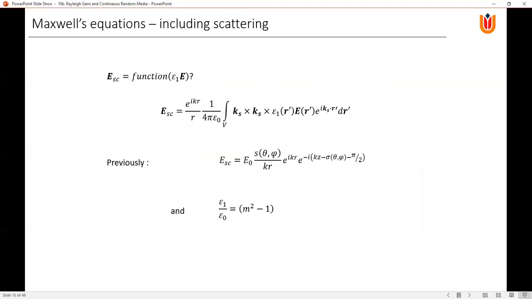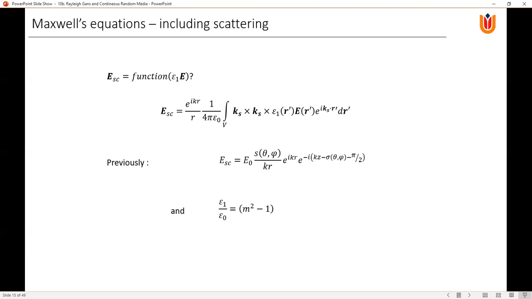I'm just going to show you the result. This is the solution. The integral is ugly. It has a phase term there, e to the i chi r. It is inversely proportional to R, which means that the intensity will be inversely proportional to R squared. So that is a spherical outgoing wave. So that's fine.